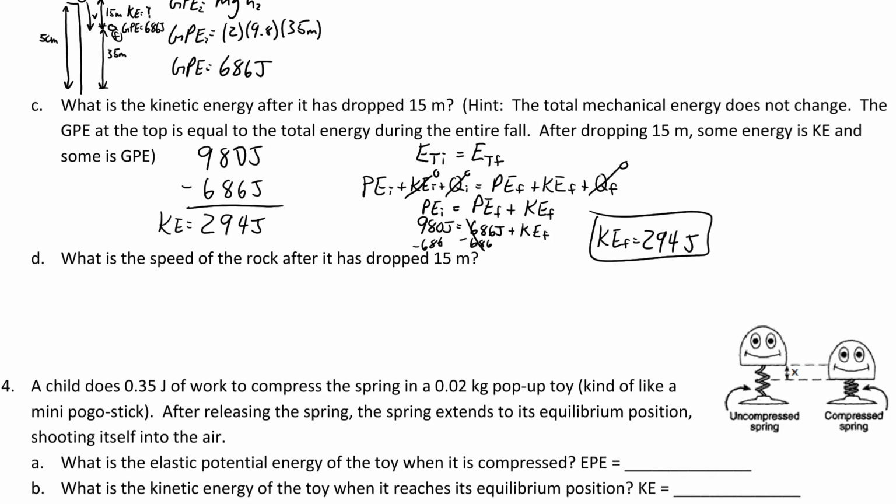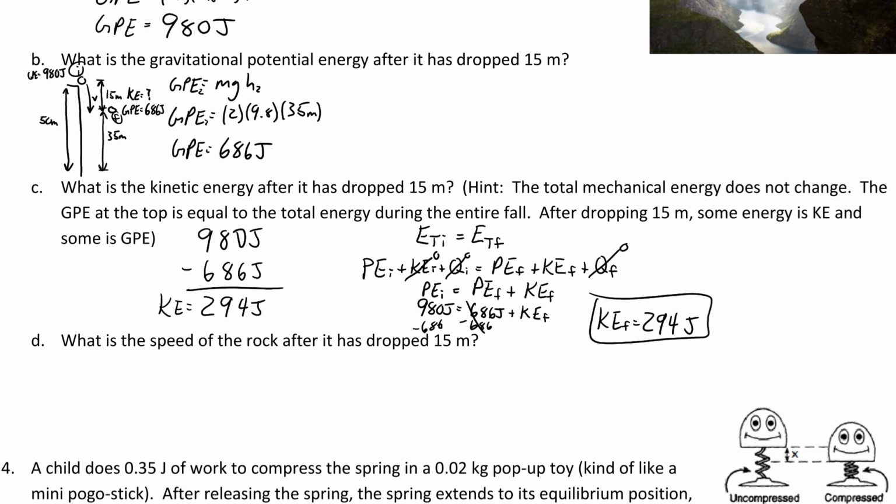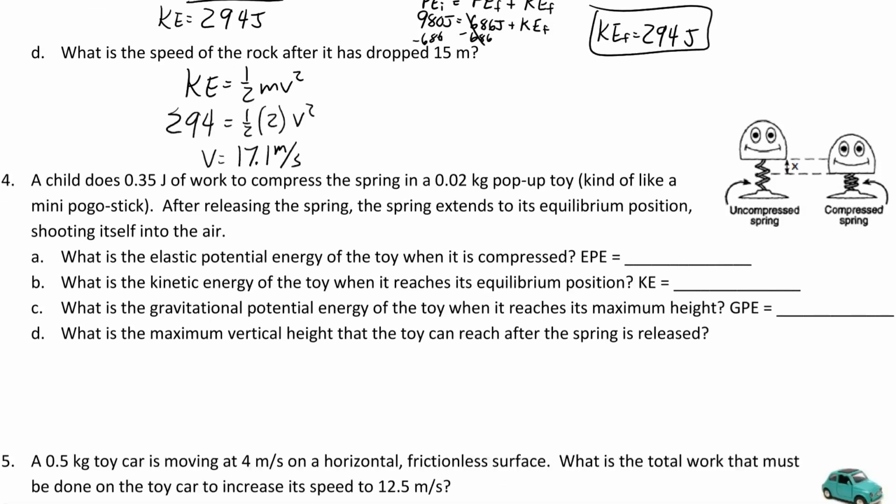So D says, what is the speed of the rock after it dropped 15 meters? So what is the speed at the position shown here? You could do KE is equal to 1/2 mv squared, and you just use the kinetic energy that we found. It was the potential energy lost by the rock. 294 joules is equal to 1/2 times the mass times the velocity squared, and you get a velocity of about 17.1 meters per second.